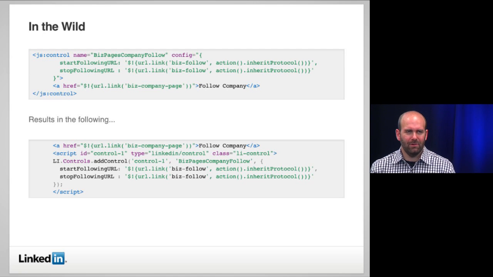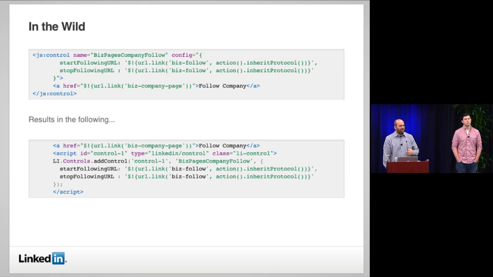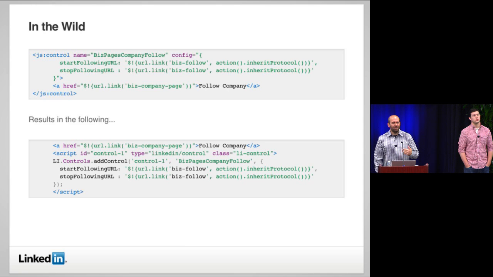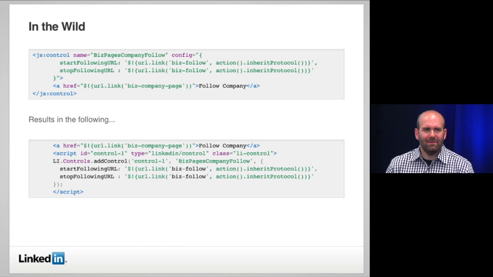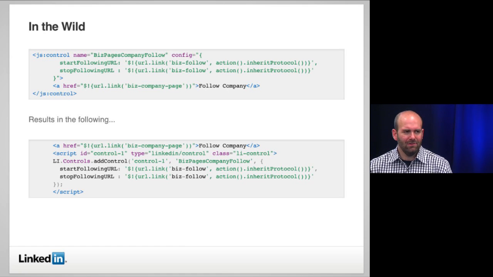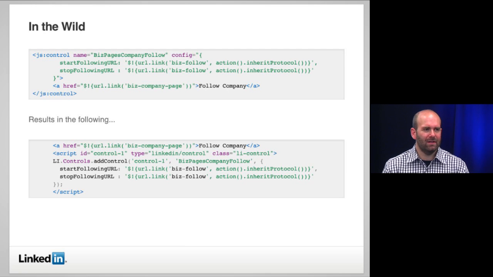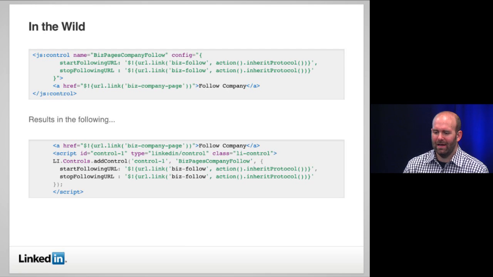So there's a URL link with biz company pages follow company. And then you see that extra stuff that got written out after the tag. That's what gets done by our template language. So when you close that JS control tag, it writes out a script tag with a type, which is, in this case, biz pages company follow, and then adds the config information. The JavaScript can then look for all the script tags on the page of type LinkedIn/control, and it then knows where all the controls are on the page. It knows how to configure them and can do all of the instantiation in a single pass.